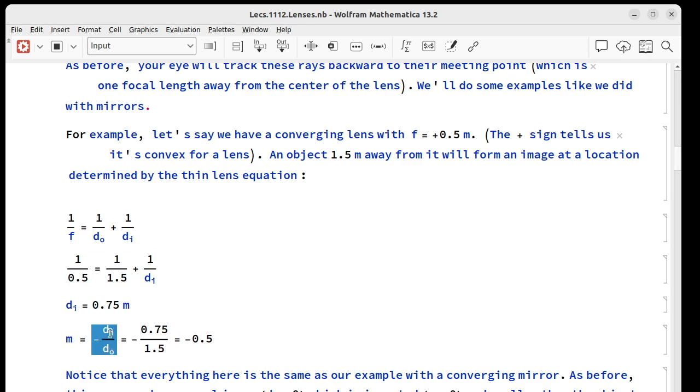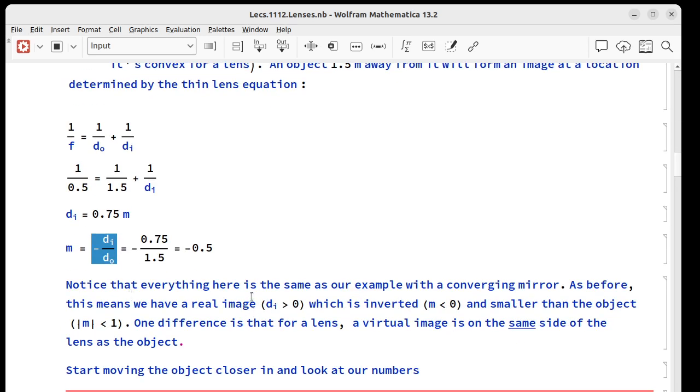Magnification, we do negative di over do, we get negative 0.5, so it's upside down. The fact that it's between 0 and 1 tells us it is smaller than the object. Now, the difference here compared to mirrors is a virtual image is on the same side of the lens as the object, where it's on the opposite side for a mirror.